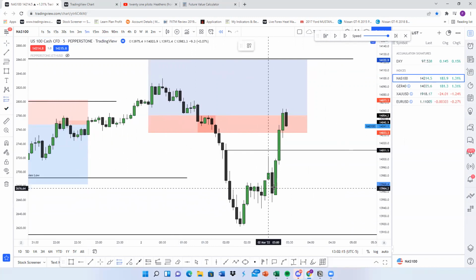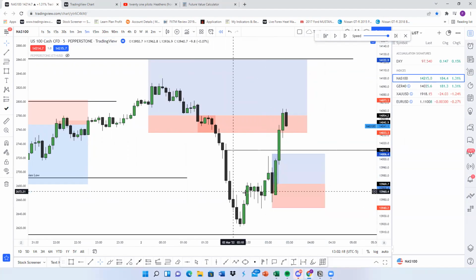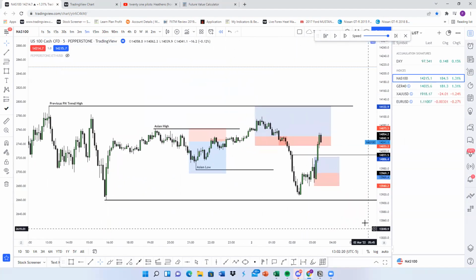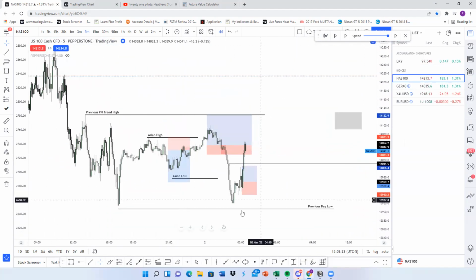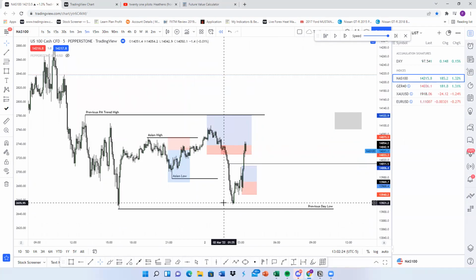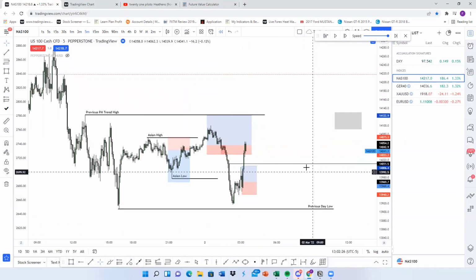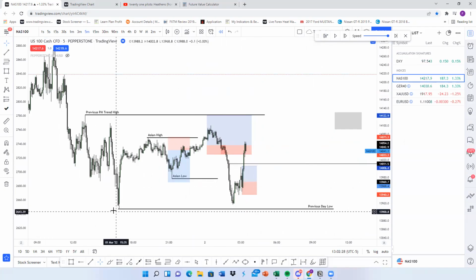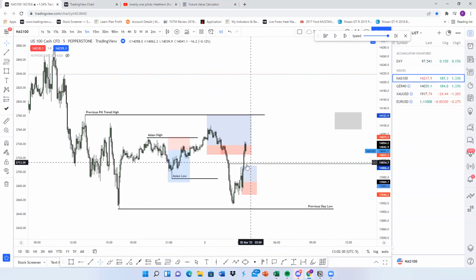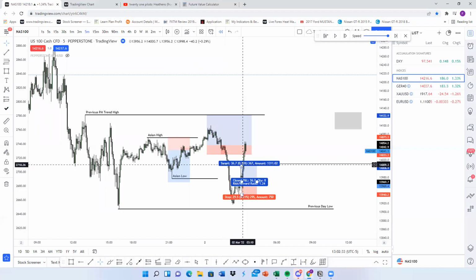Okay. So here's your buy. Here's your stop loss. Your take profit is previous PM trend high. Why? Because we failed to take out the previous day's low. If we change our state of delivery midway before taking out an important lower high, then price is going to move in the opposite direction.